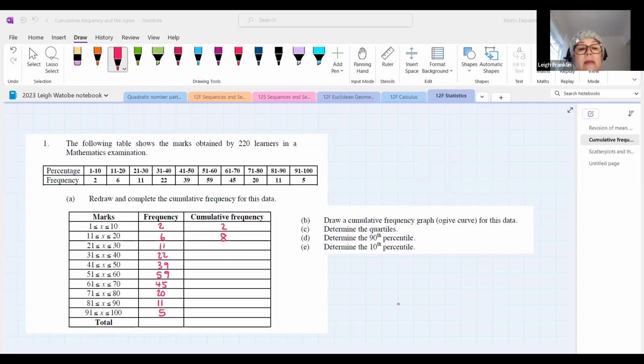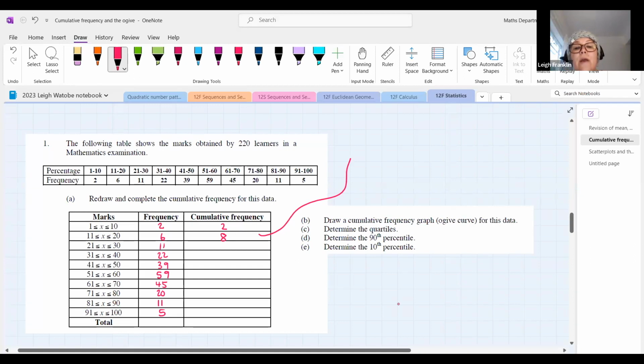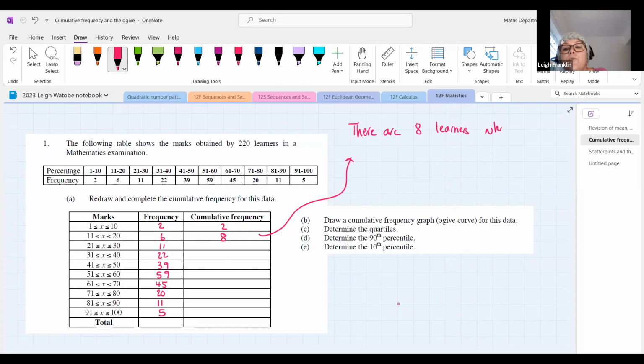The 8 means there are 8 students or 8 learners who obtained what mark? 20% or less for the exam. That's what it means. So there are 8 learners who got 20% or less for the exam.